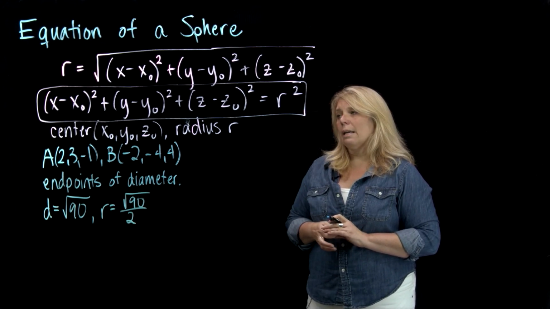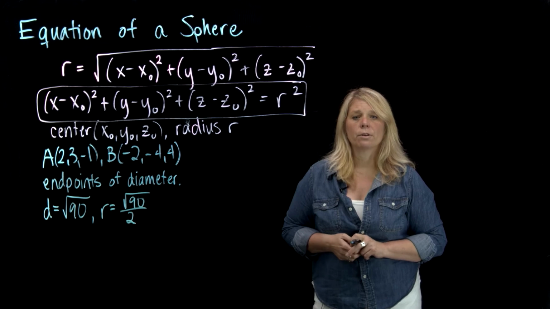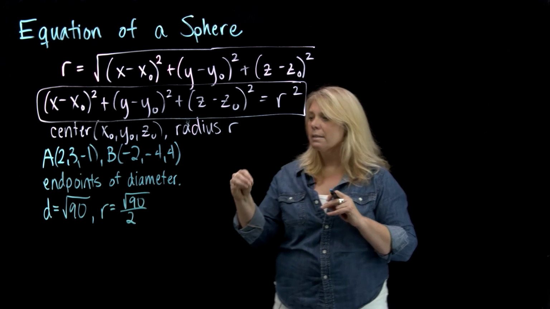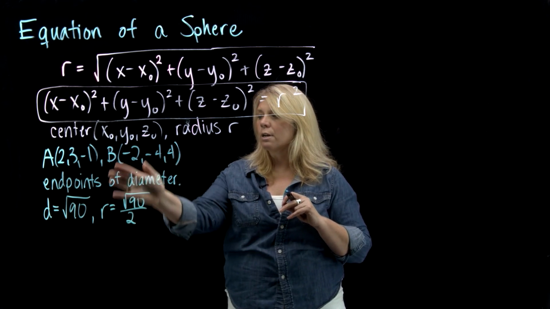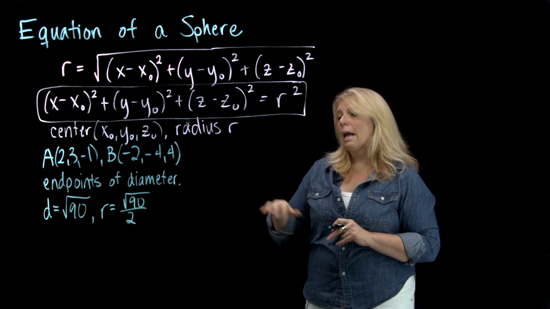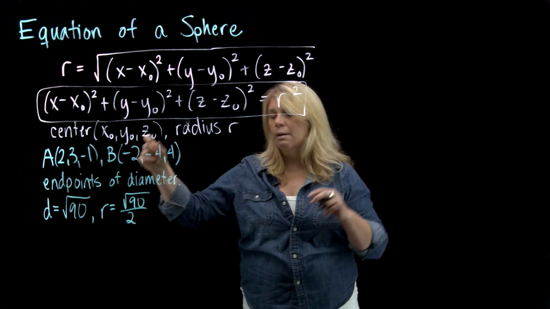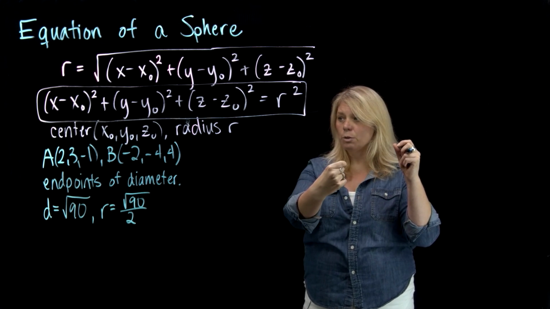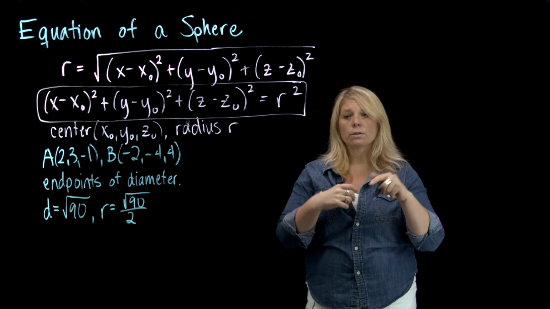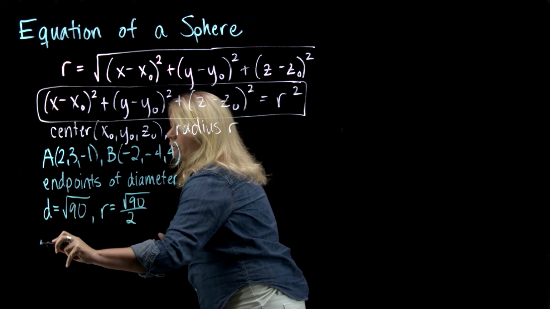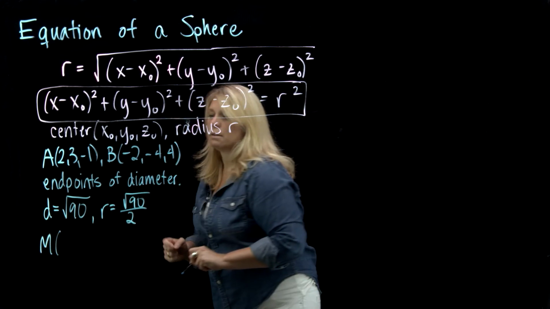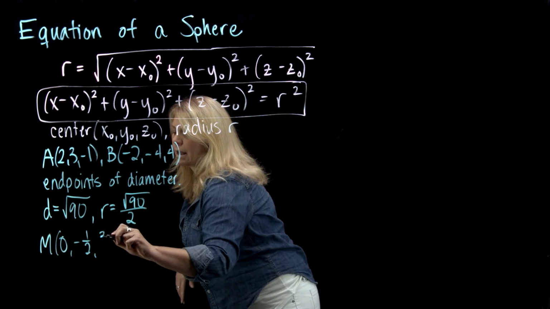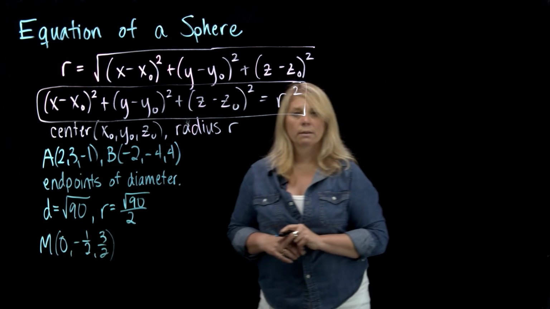The other important thing I need to know is the center of the sphere. So if you think about the radius being the distance from the center to the edge, and I know that these 2 points are the endpoints of the diameter, then we can think about the midpoint between those 2 points being the center of the sphere. So in the last video, we talked about the midpoint formula and found the midpoint of these 2 points. We got 0, negative 1/2, and 3/2 for the midpoint of those 2 points.